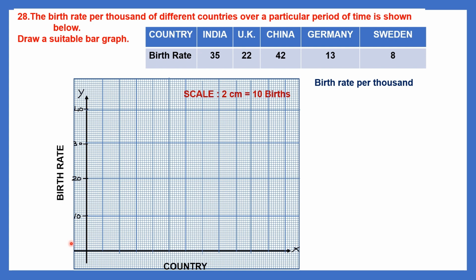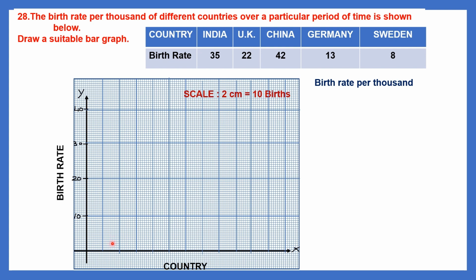Okay, so we have a scale, we have a birth rate. Now let's go back to the table and see. Now India has 35 births per 1000, 35. So the first bar should be here. Remember when you draw the bar, it should all be of the same width. Okay, all bars should have the same width and the gap between the bars also should be the same.